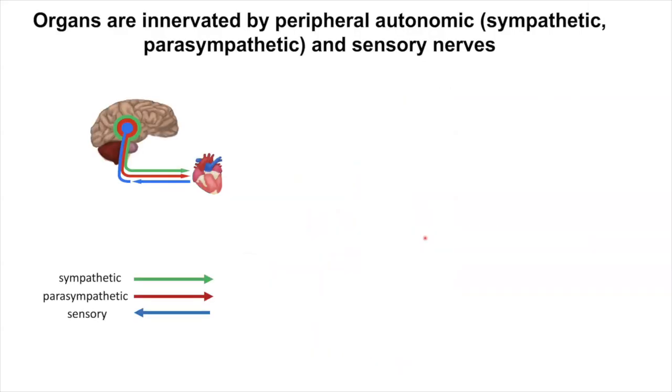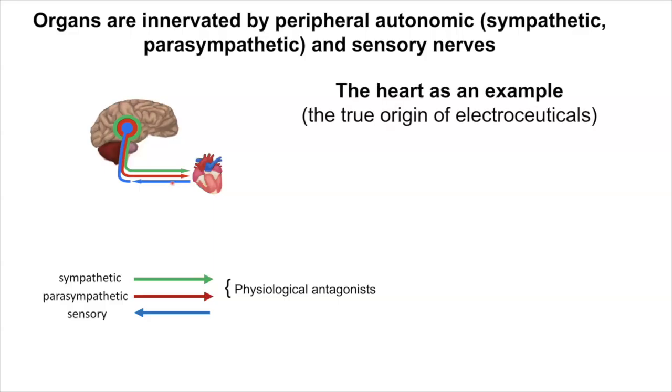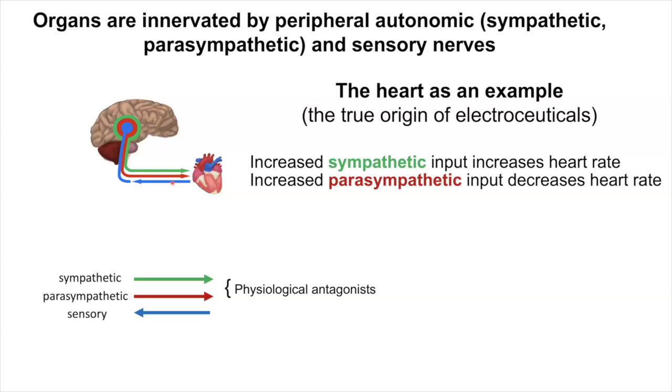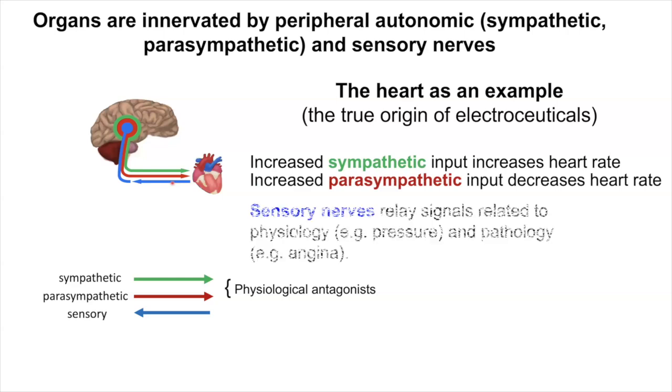Now, when I lay this out, the general idea, if we think about the heart to start off, all organs are receiving, for the most part, sympathetic and parasympathetic input, but also sensory innervation back to the brain. And the sympathetic and parasympathetic are physiological antagonists for each other. And the heart's the easiest one to think about, obviously. If you increase sympathetic activity, you increase heart rate. If you increase parasympathetic activity, you decrease heart rate.